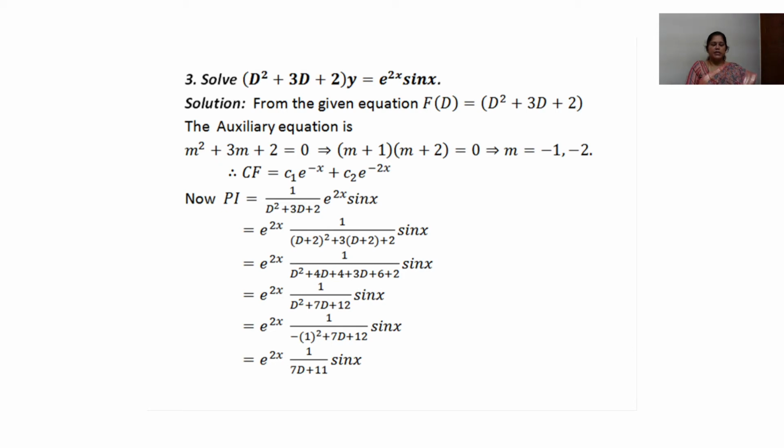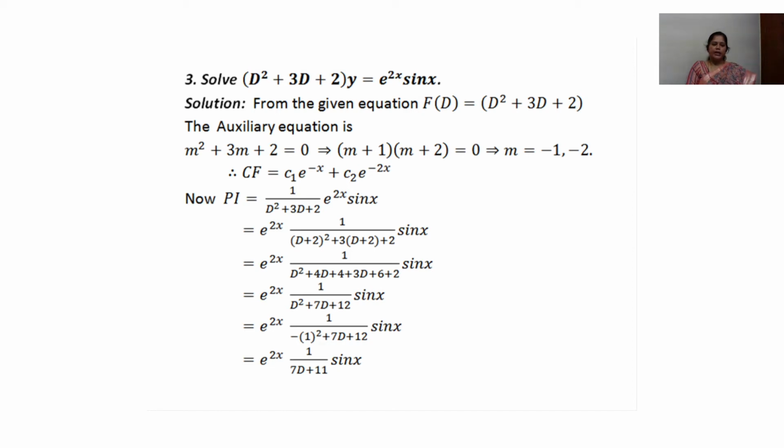That's why the complementary function is c1 into e to the power m1x plus c2 into e to the power m2x. m1 is minus 1 and m2 is minus 2. So CF is equal to c1 into e to the power minus x plus c2 into e to the power minus 2x. Now we are going for the particular integral. Now PI is equal to 1 by D square plus 3D plus 2, that is f of D, into e to the power 2x into sin x.